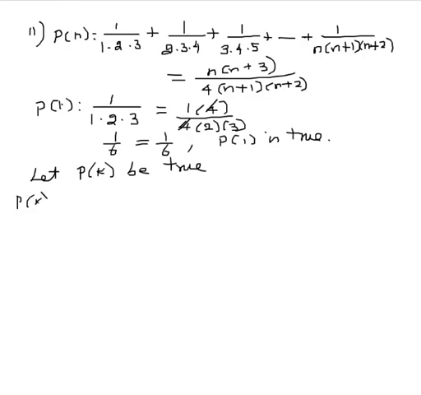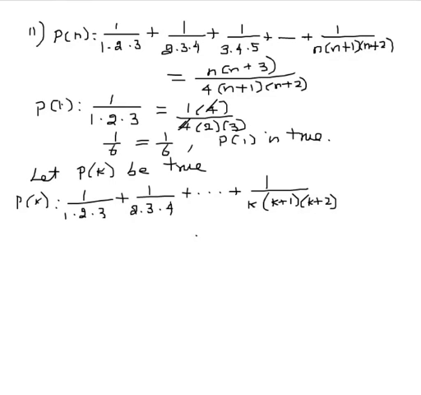Let's write P of k statement, which is 1 divided by 1 into 2 into 3 plus 1 divided by 2 into 3 into 4, etc. Kth term is 1 by k times k plus 1 times k plus 2. And this is equal to k into k plus 3 divided by 4 into k plus 1 into k plus 2.